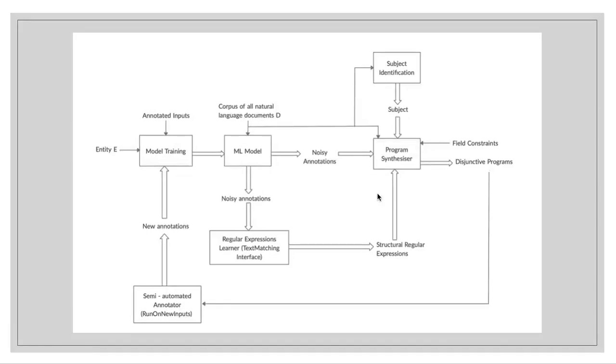So to do this, it also takes in a set of regular expressions, and these regular expressions are trained using the text matching API of Prose, which uses the noisy annotations and the outputs of the ML model to learn certain regular expressions and figure out the structure in these values. And these regular expressions, along with the outputs, are used in the program synthesizer module. Another thing that the program synthesizer uses is subject identification.